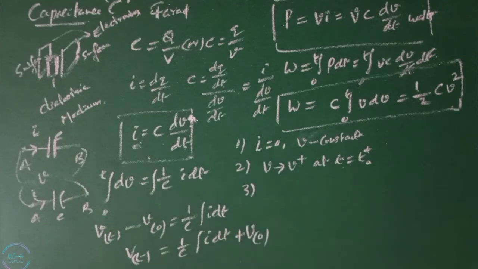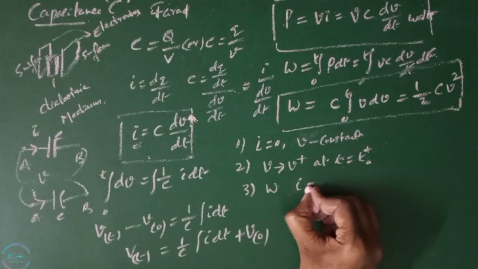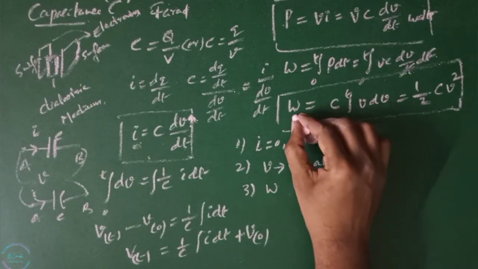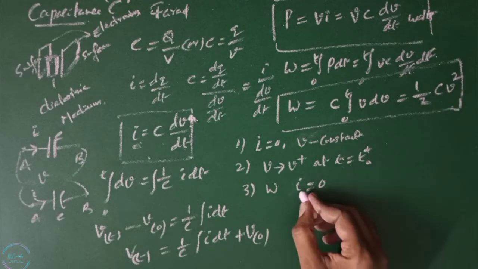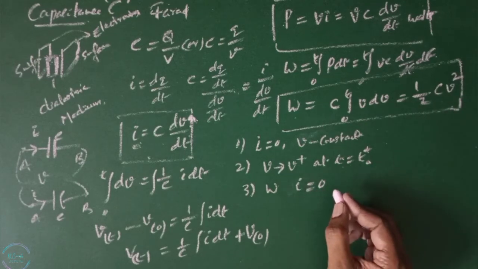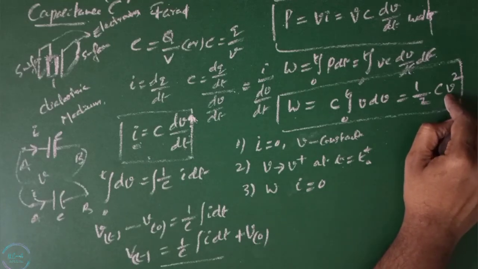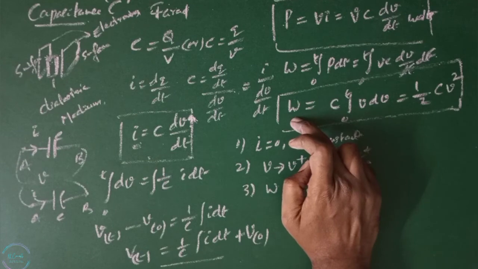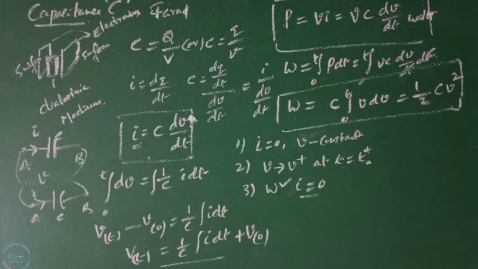Third point, the capacitor can store a finite amount of energy w even though current i equals 0. Since the energy depends upon capacitance and the voltage, i at that time may be 0, but if you see this formula, you can understand even if current i is 0, the terminal voltage is the initial voltage that will be there, and that voltage is going to produce some energy. So w will be there even if i equals 0.